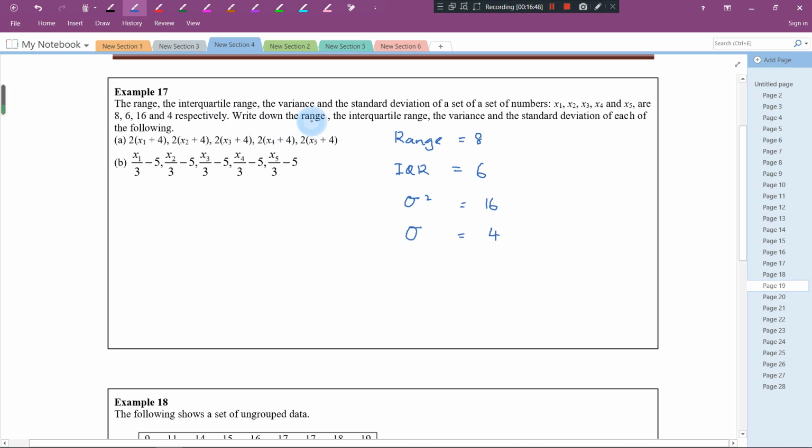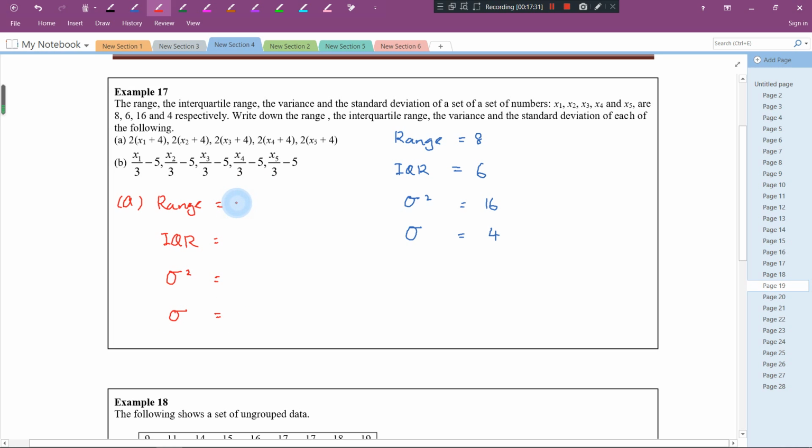So how about we write down the range, interquartile range, variance, and standard deviation of each of the following. So this is a new set of data. They change in the same manner. Every single data you plus 4, then you times 2. Since they change in the same manner, you can apply the concept that I told you just now. Range, interquartile range, then the variance, and the last one, standard deviation.